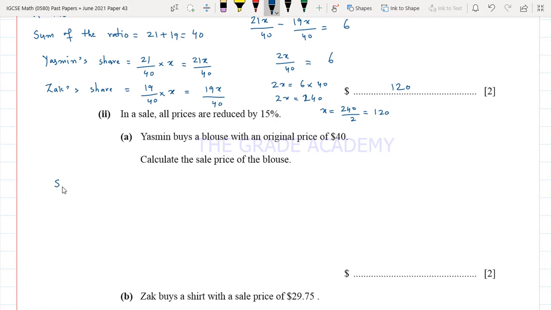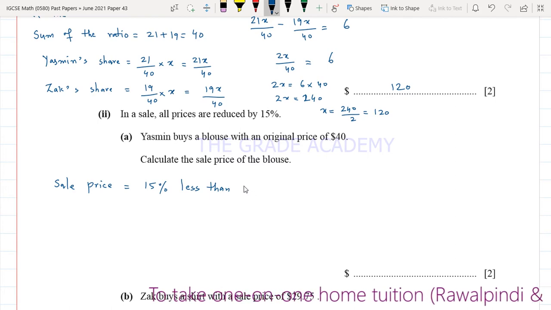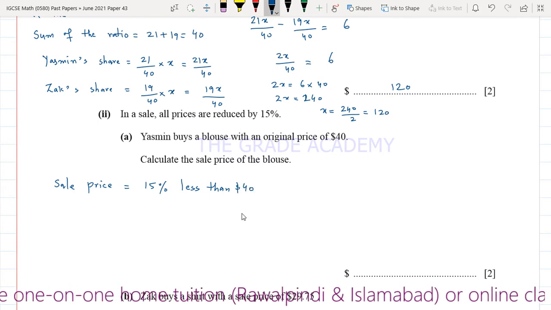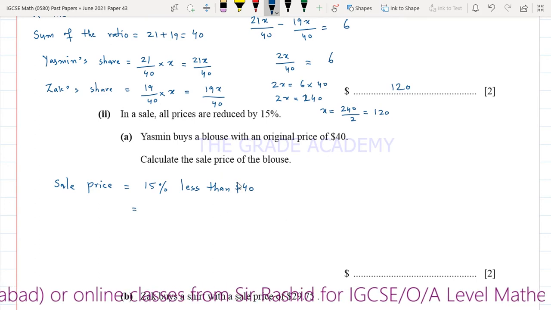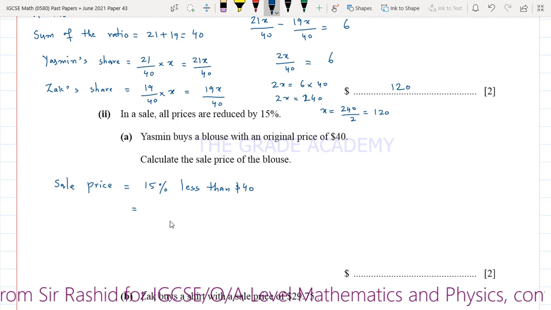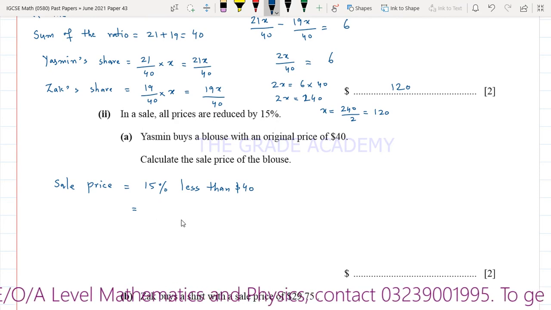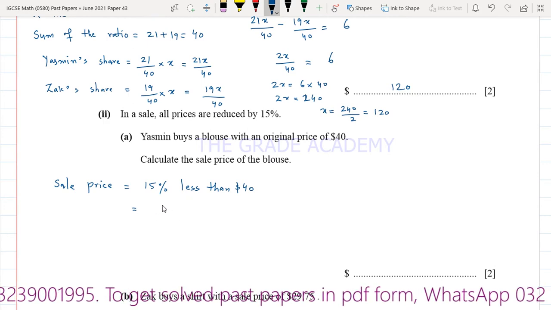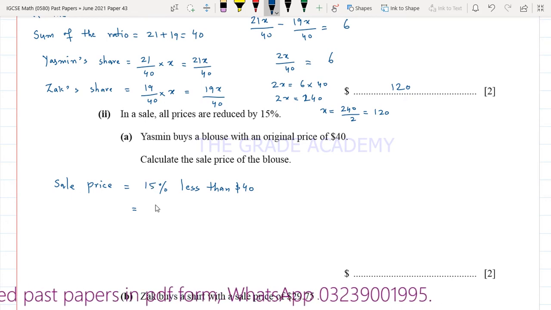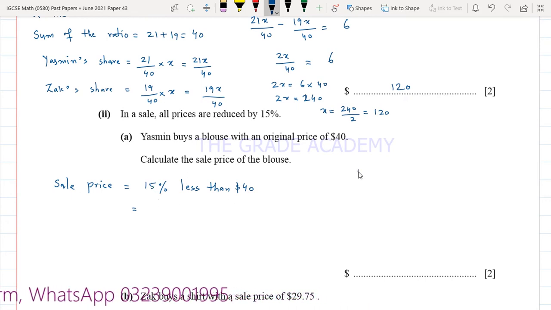So here the sale price will be equal to 15% less than its original price, which is $40. So now we will reduce $40 by 15%. As you already know, when we reduce a quantity by a given percentage, we subtract that percentage from 100. So now 100 minus 15 will be equal to 85%.